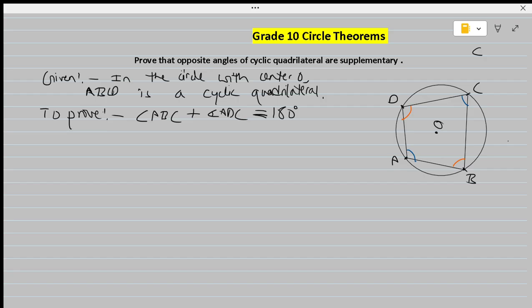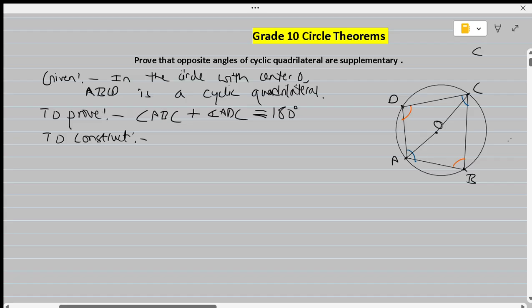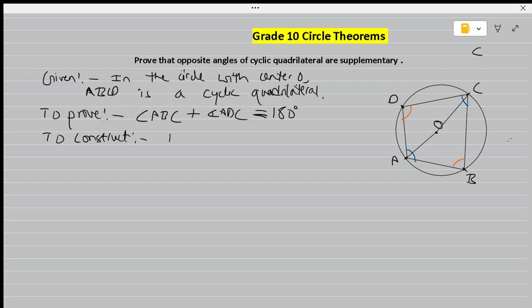And for proving it we need one construction. As the construction, for B and D to be supplementary, we draw the radii OA and OC. So OA is joined, and then OC is joined. So two radii have been drawn. Once we draw these two radii, let's understand the concept of the central angle and the angle standing on the same arc.